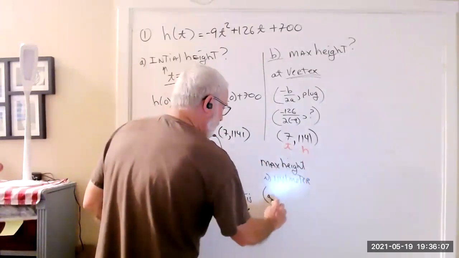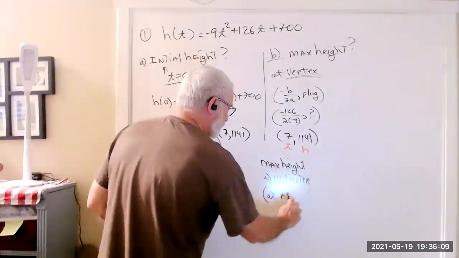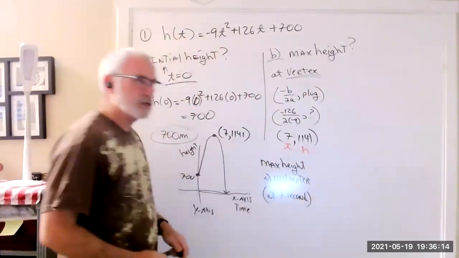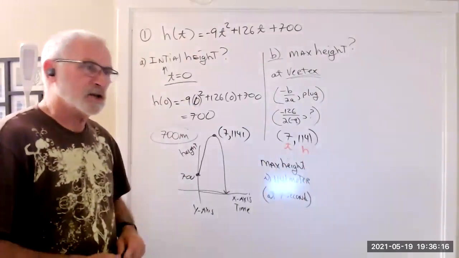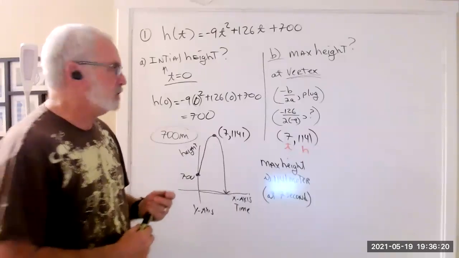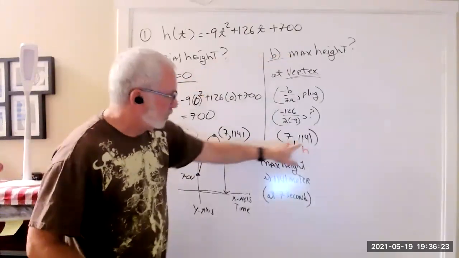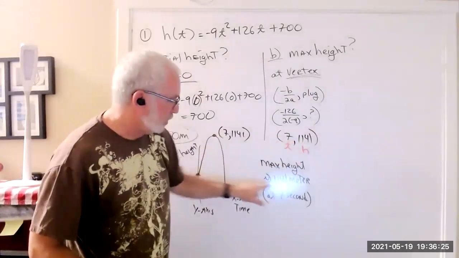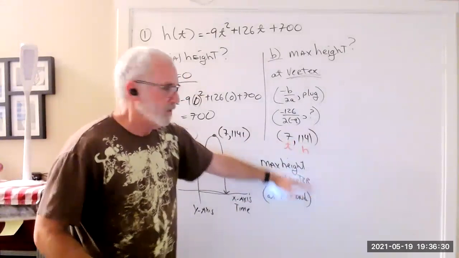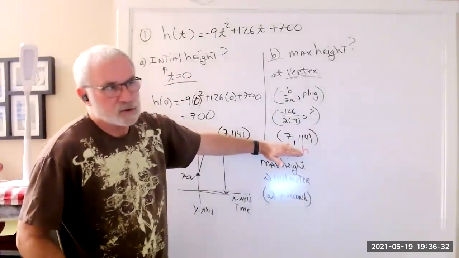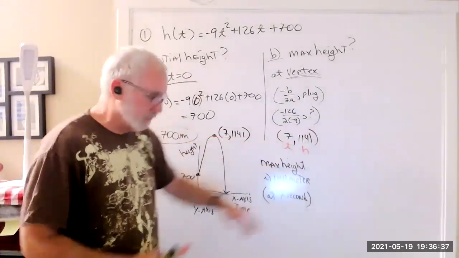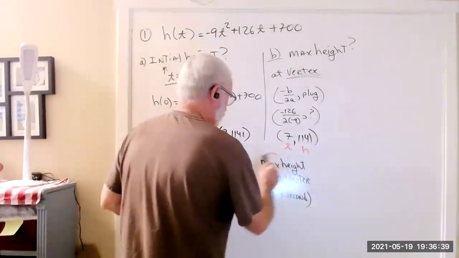And parentheses, at or after 7 seconds. Now, the reason I'm putting it in parentheses is because that's actually not necessary. That's not what the question asked for. It said, what was the height? So the height was 1141 meters. That's all you had to answer. If you answered both of those, then I don't know what that means. So you have to make sure you answer the question.